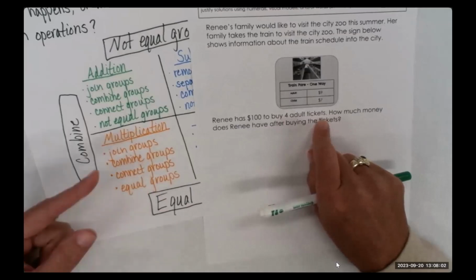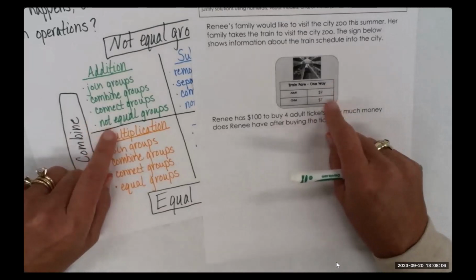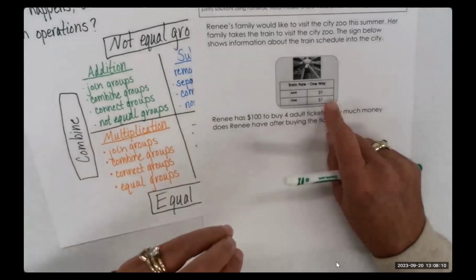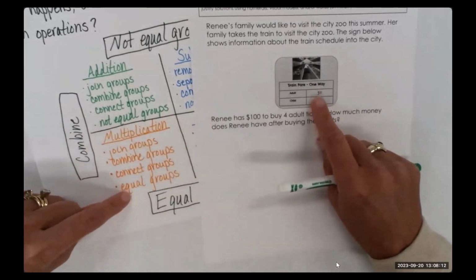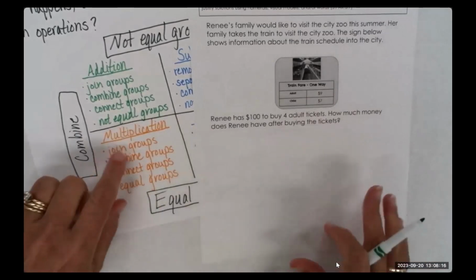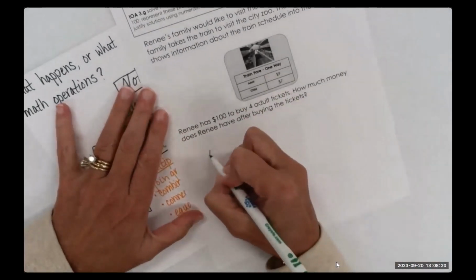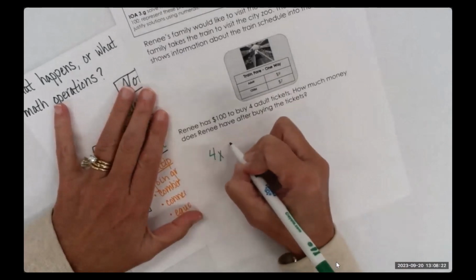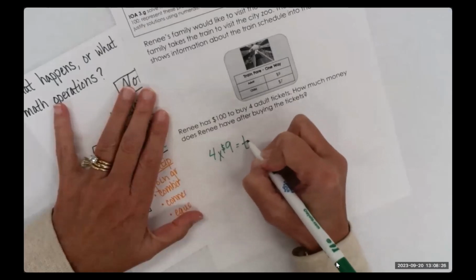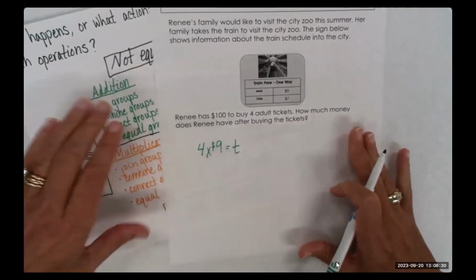If it was addition, it would be an adult ticket and maybe 2 child tickets, and those are not equal groups that we are combining. So back to this. We have 4 adult tickets that cost $9 each. I am multiplying. My equation is going to be 4 groups of $9 equals the cost of our tickets, and I'm going to use a T as the letter to represent the unknown.